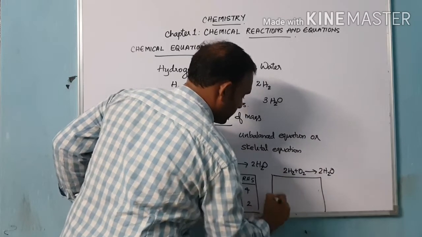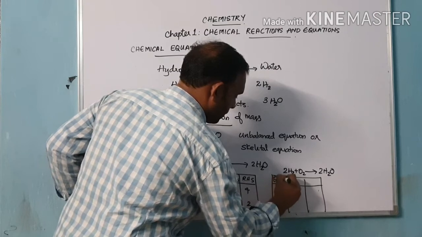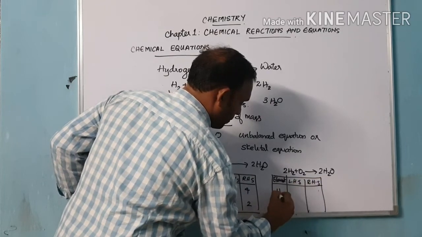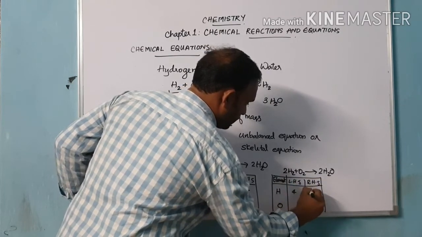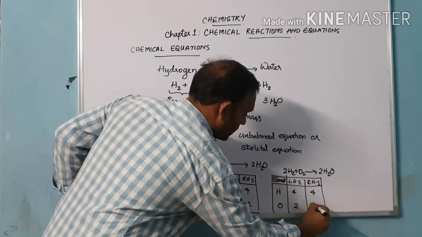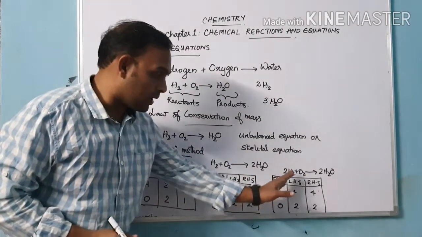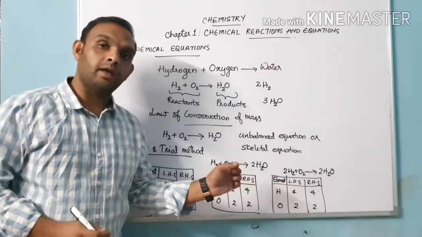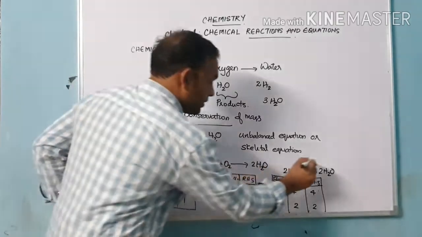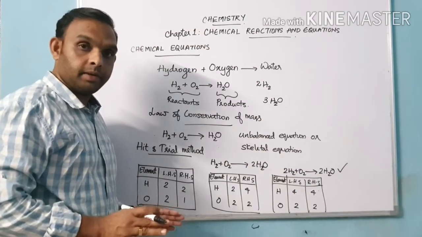Again tabulate according to this. Then we have four hydrogen on the LHS as well as the RHS, and 2 oxygen on the LHS as well as the RHS. Now on both the LHS and RHS, the numbers of atoms of all elements are equal. So we can call this our balanced equation. I hope it is clear to all.